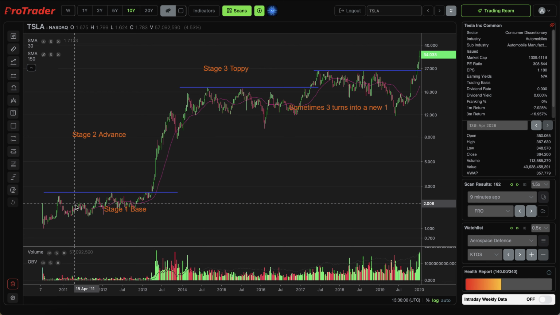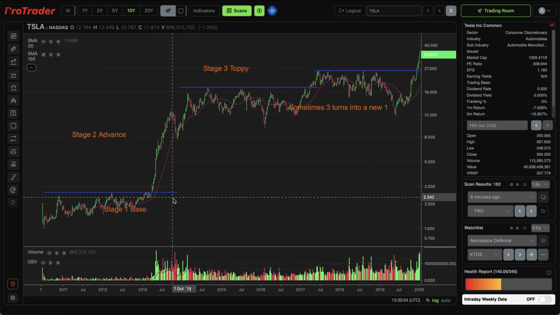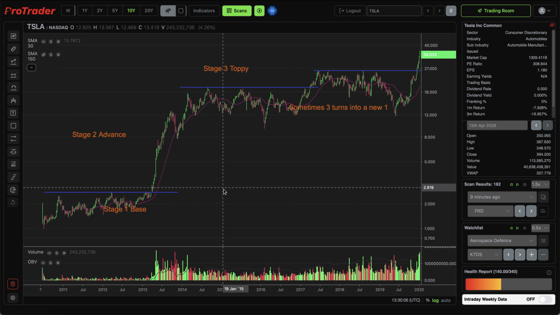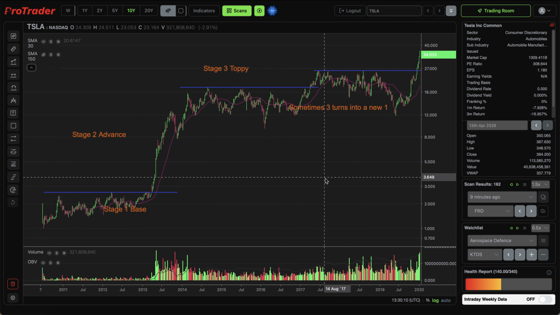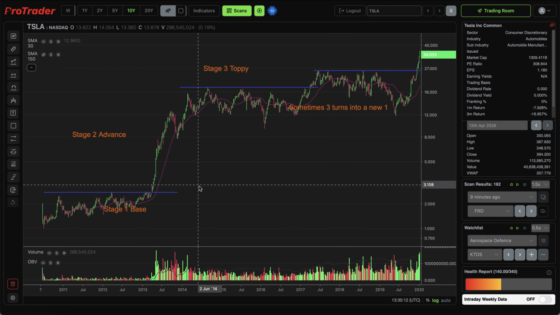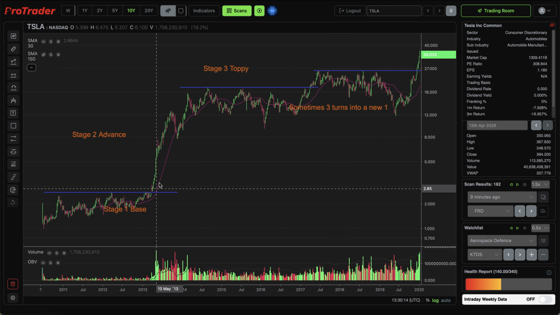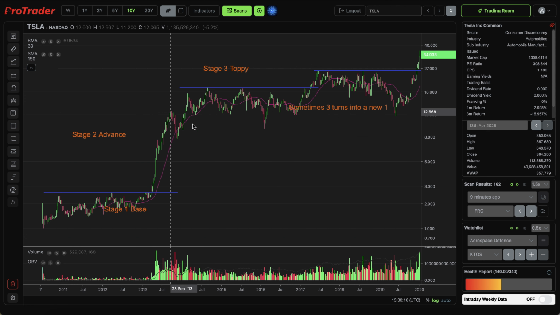I remember back here, everyone was hating on Tesla. I thought it was shit. It was never going to be anything. They had debt, they had all these problems. They were never going to take on Detroit, all that crap. And then it breaks out and just goes on a crazy uptrend.